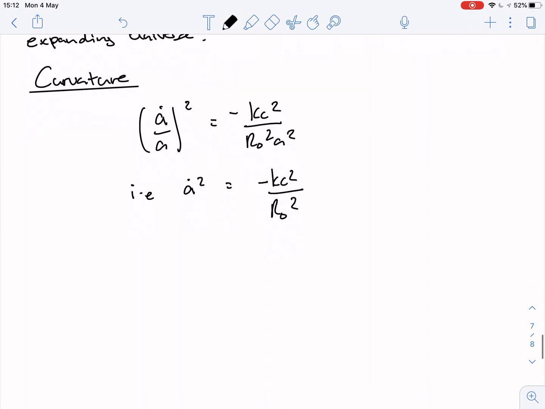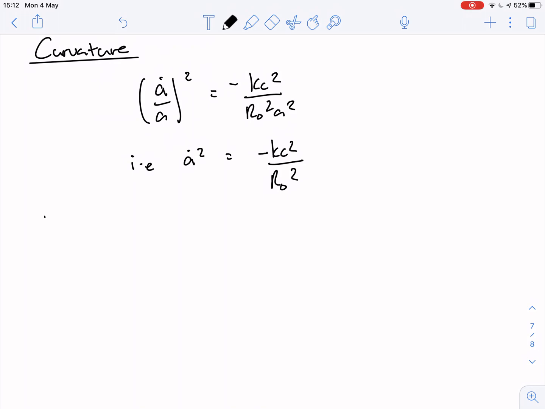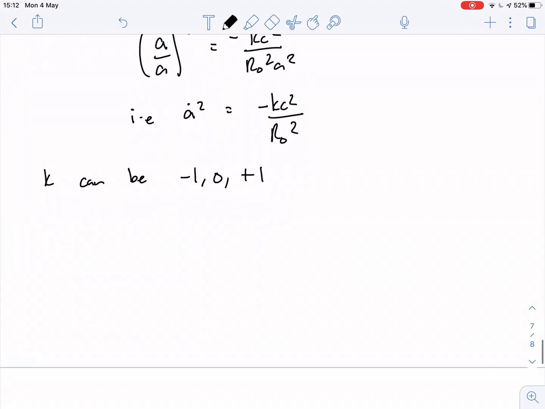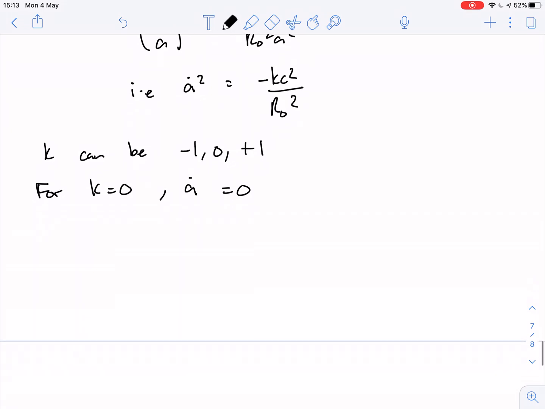How can I solve it? Well, I can look at the different values of k. k can be -1, 0, or +1. Just start with k equals 0. To start with, k equals 0, ȧ equals 0. So you can have a static, flat, empty universe. Perfectly allowed, not very interesting.